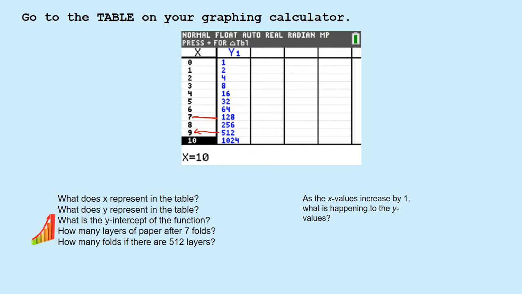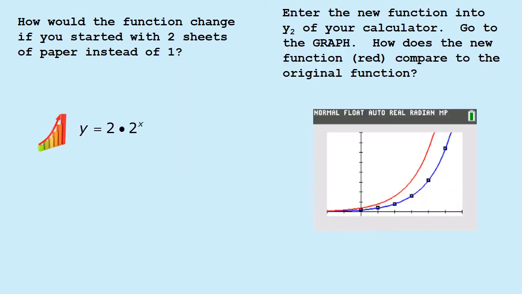As my X values increase, what's happening to my Y values? Are they going up or down? They're going up and fast. So how would this change if I started with 2 sheets of paper instead of 1? What would happen instead? What do you think? Well, if we look at y2, so this is my new function right here, 2 times 2 to the x. When I look at the graph, doesn't it look like it's going up even faster than the other one was? It's going up even faster.